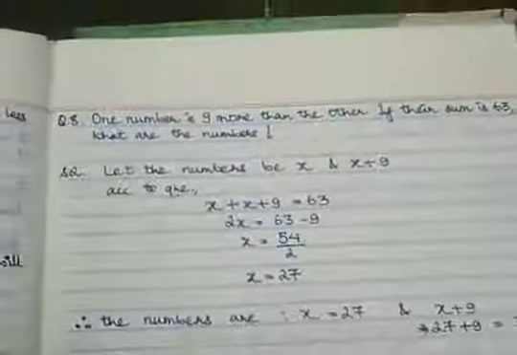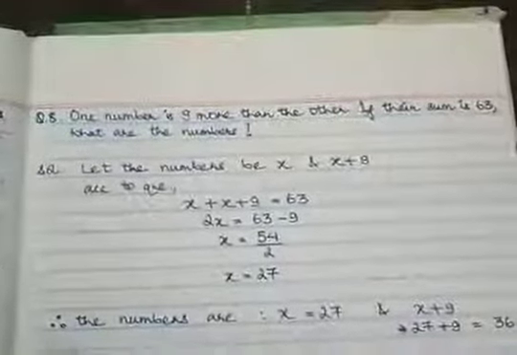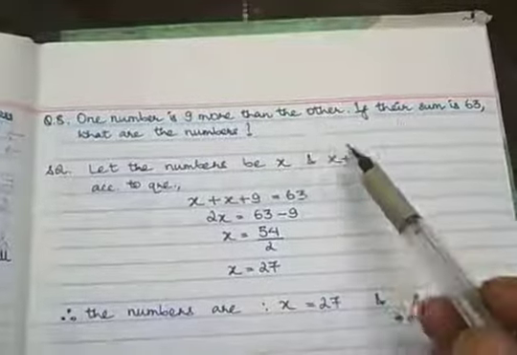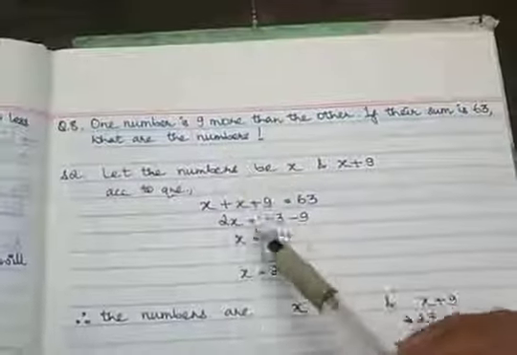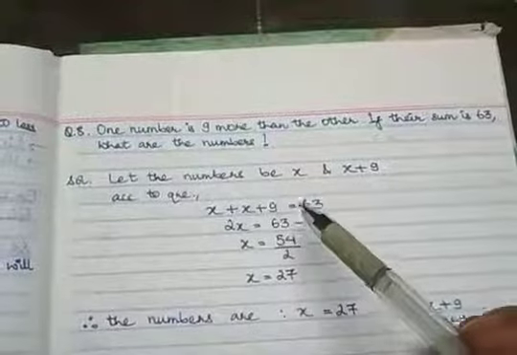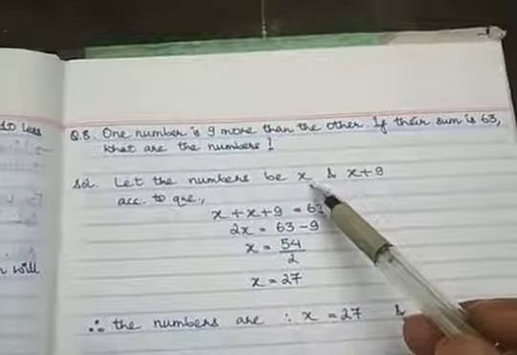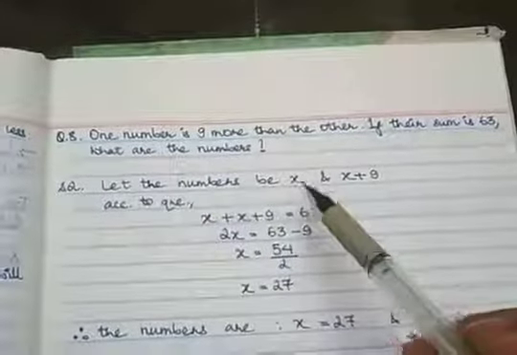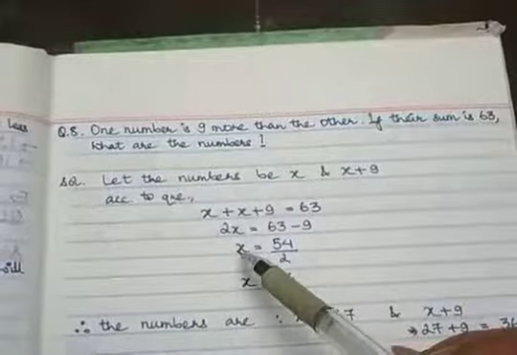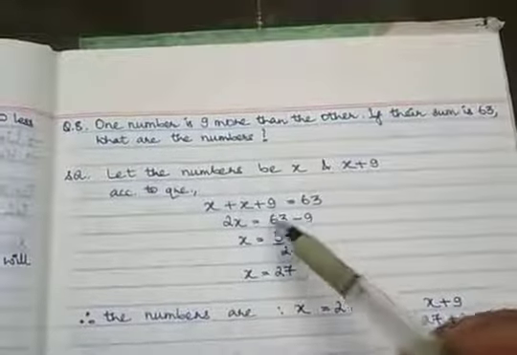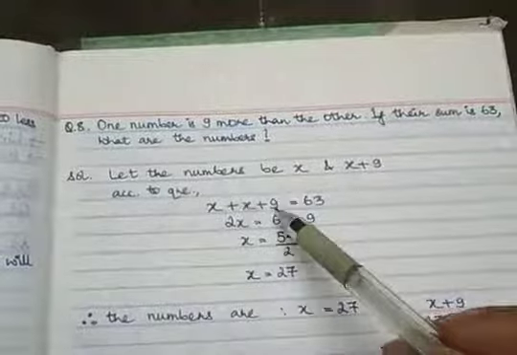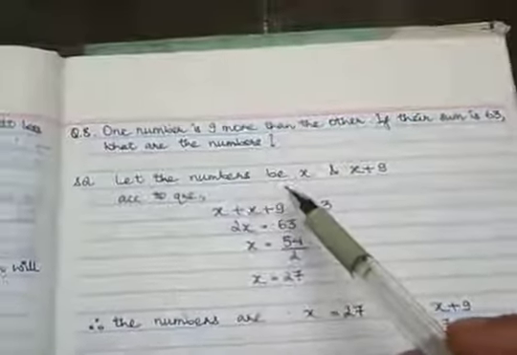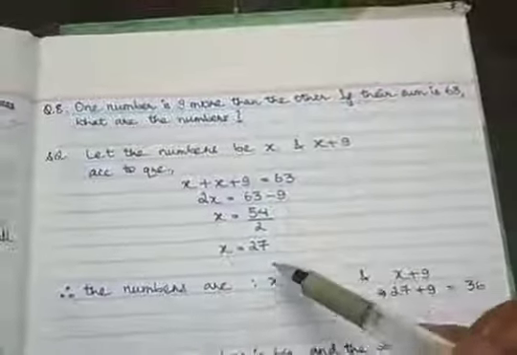For question number 8, one number is 9 more than the other. If their sum is 63, what are the numbers? One number is 9 more than the other. So obviously, if I take one of the numbers as x, another will be x plus 9, isn't it? So let the numbers be x and x plus 9. According to the question, if their sum is 63, x plus x plus 9 equals 63. Now remember, in this one we need to find both the numbers. So that is why I have solved it as well.